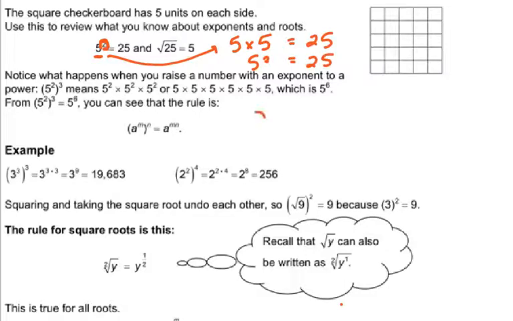Well, what is the square root of 25? We're simply undoing that. The square root of 25 is going to be 5, because 5 times itself is going to equal 25. So this is just a quick review on radicals and roots and exponents.